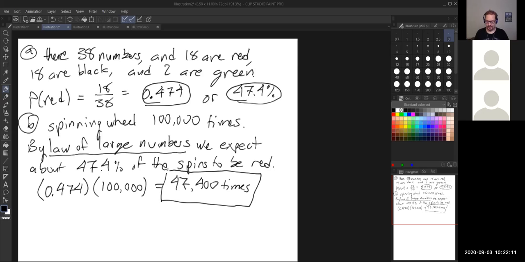Okay. Any questions on this example? Or anything up to this point? And again, you can either ask in the audio or ask in the chat. I'm keeping my eye on the chat.